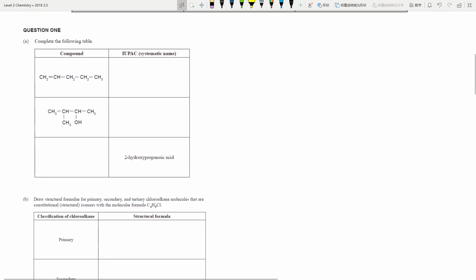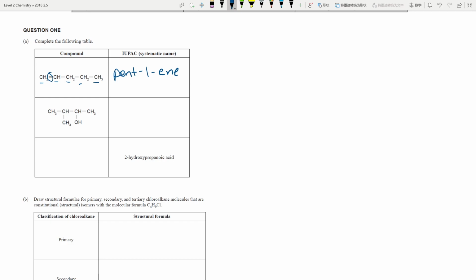So organic chemistry, first question, looking at naming. Complete the following table. As always, 1, 2, 3, 4, 5 carbons. You have a double bond in the first carbon, so this is pent-1-ene. You always keep the double bond to the lowest numbered carbon, hence that's pent-1-ene.